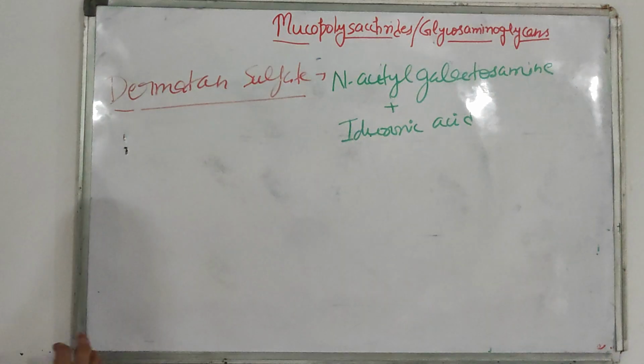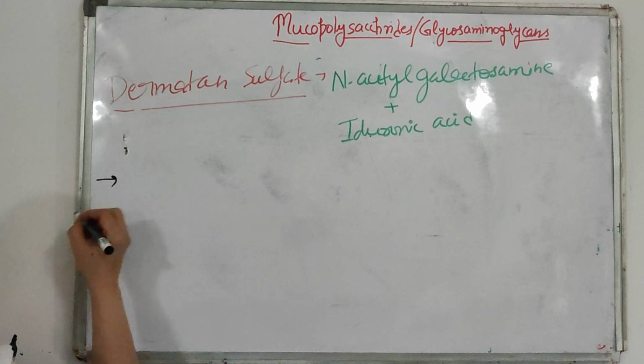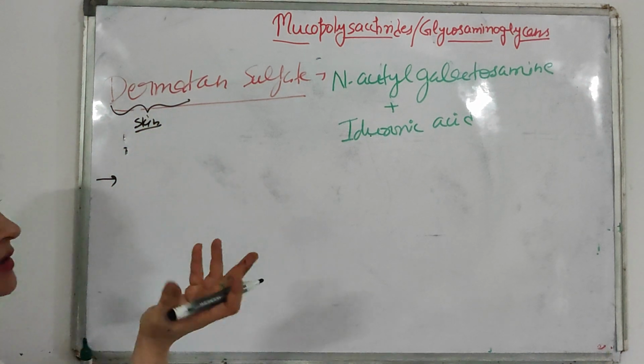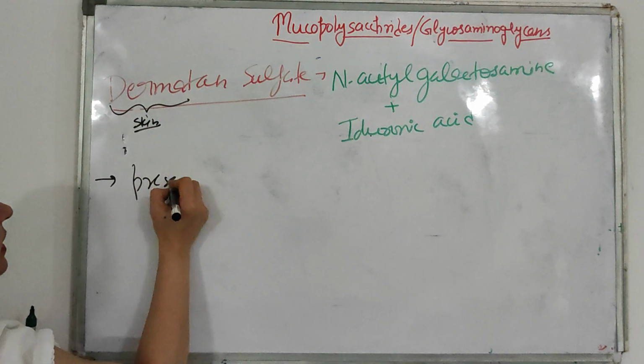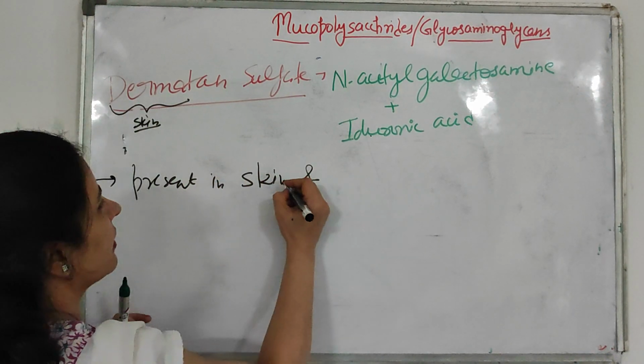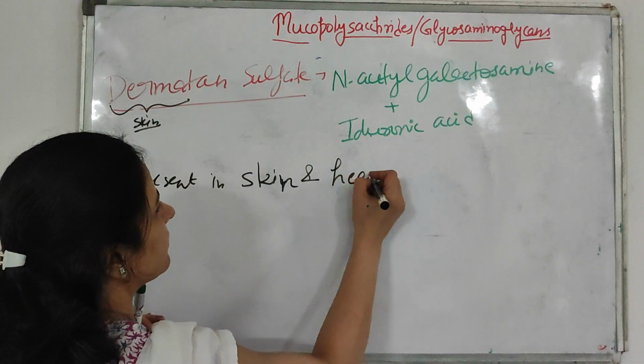Okay. Now the next point is dermatan sulfate. Derma means your skin. So where is it present? Dermatan sulfate is present in your skin and your heart valves.